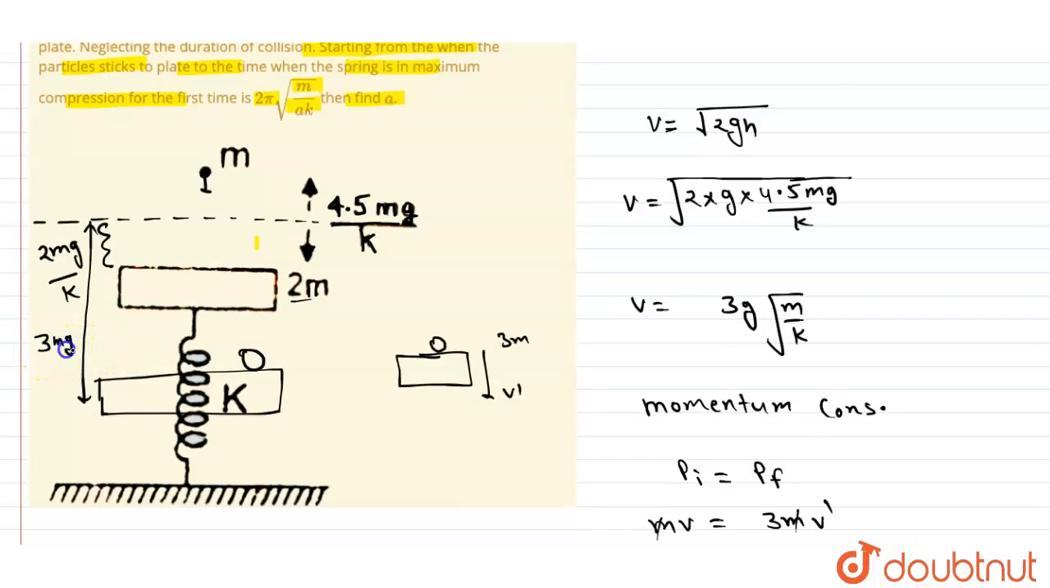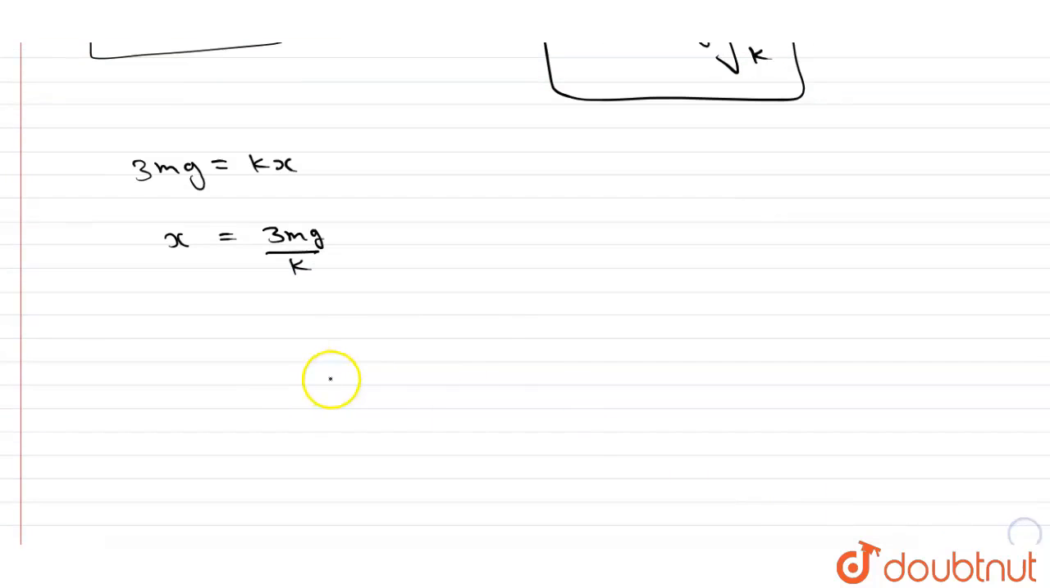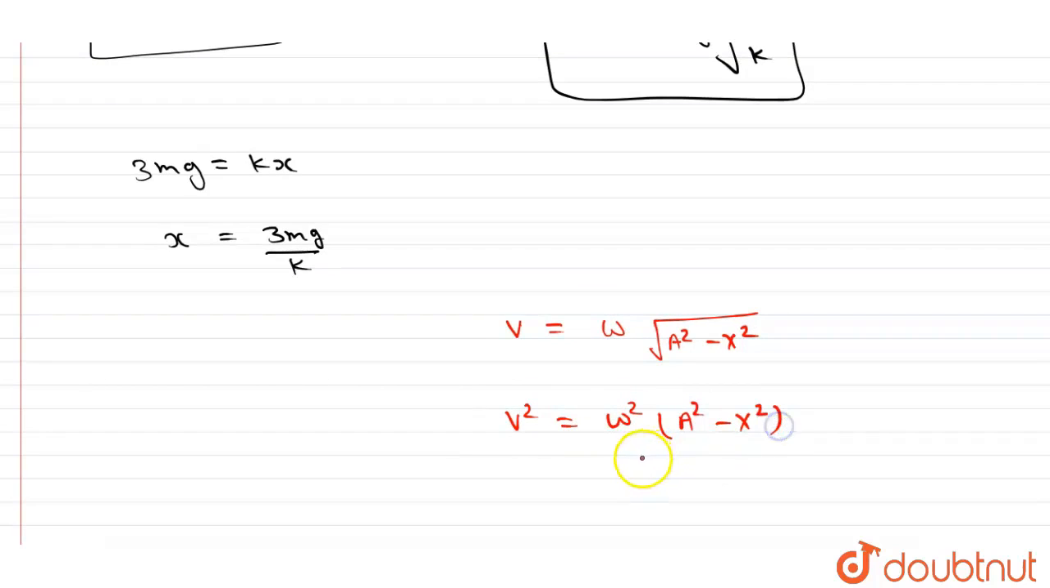3 mg by k. So this much distance, which is traveled by the block towards the downward side, will be mg by k. Okay, this much distance is mg by k. Now we know that whenever a particle is doing SHM, we can write the velocity as v = omega root over of a square minus x square, or else you can write v square as omega square into a square minus x square.